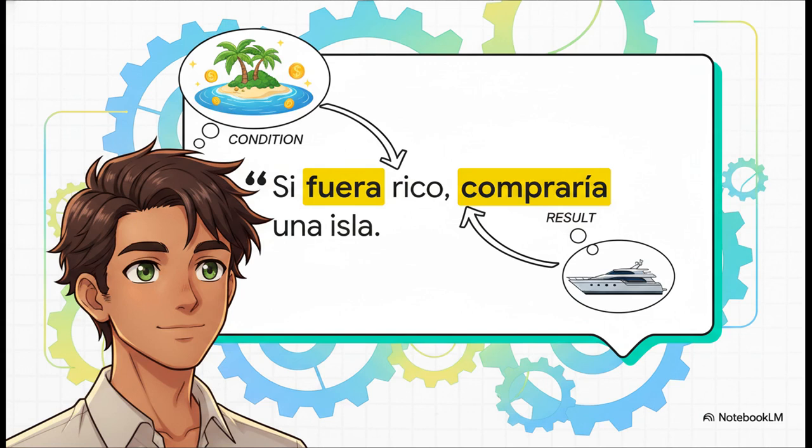Let's break down this ultimate intersection. Fuera is the imperfect subjunctive. That's the imaginary condition, the alternate reality where Leo somehow has millions of dollars. Compraría is the simple conditional. That's the direct result of that imaginary reality. Condition, then result. Honestly, once you lock this pattern in, these complex sentences become an absolute breeze.